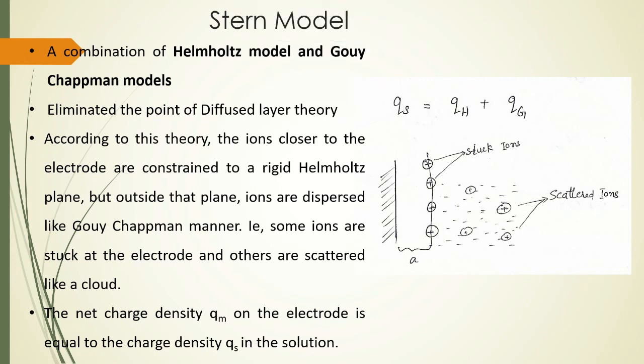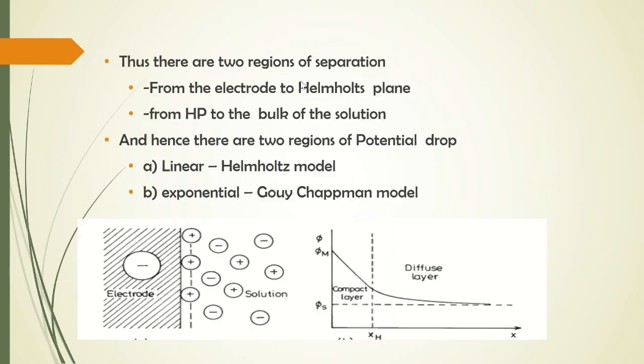or sometimes you will see the excess charge density Qs is equal to the charge density in the Helmholtz plane, QH, plus the charge density QD, that is the charge density in the diffuse layer. So the net charge density on the electrode will be equal to that of the charge density in the solution, and that is the sum of the charge density on the Helmholtz plane and the diffuse double layer. So as per the Stern model, we get a concept of two distinct regions of charge separation through the interface.